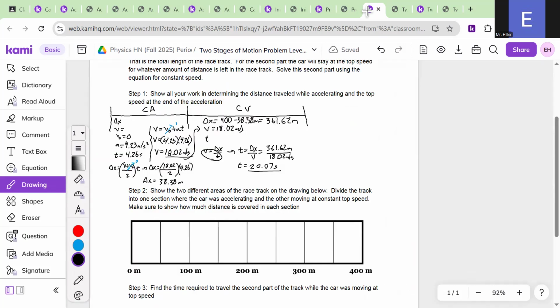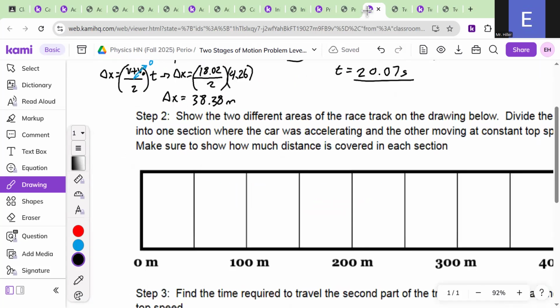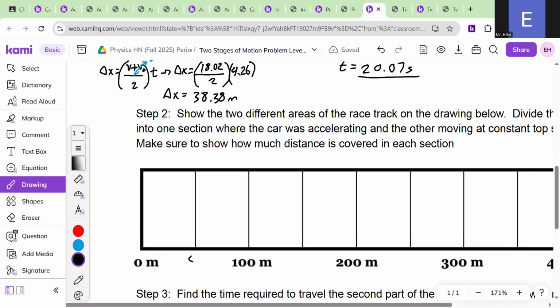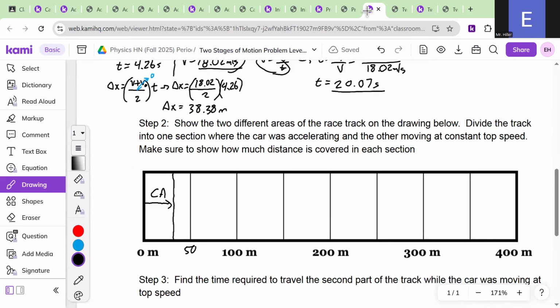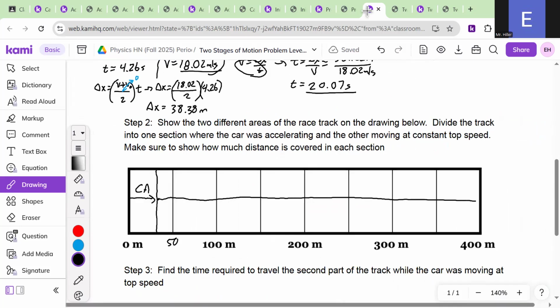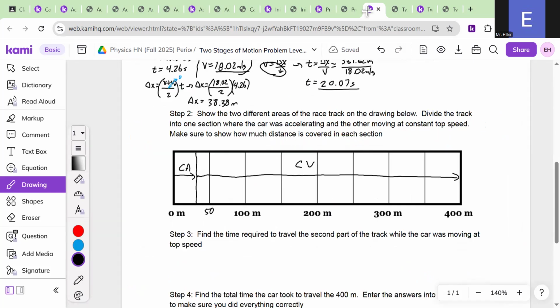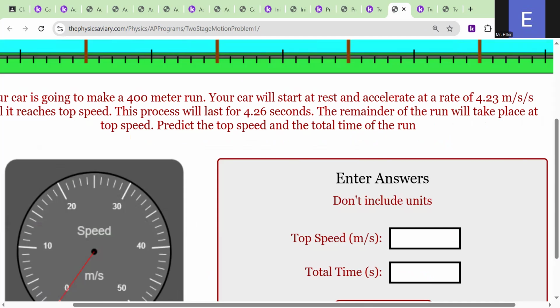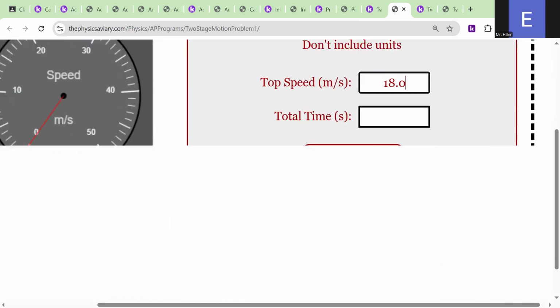Now it says show the 2 different areas on the racetrack below. So for 38 meters, this is the constant acceleration part. The rest of this is the constant velocity part. Now, to finish this problem, we have to find the top speed. That's the speed we get to and what we run for the rest of the time. Mine was 18.02, enter yours.